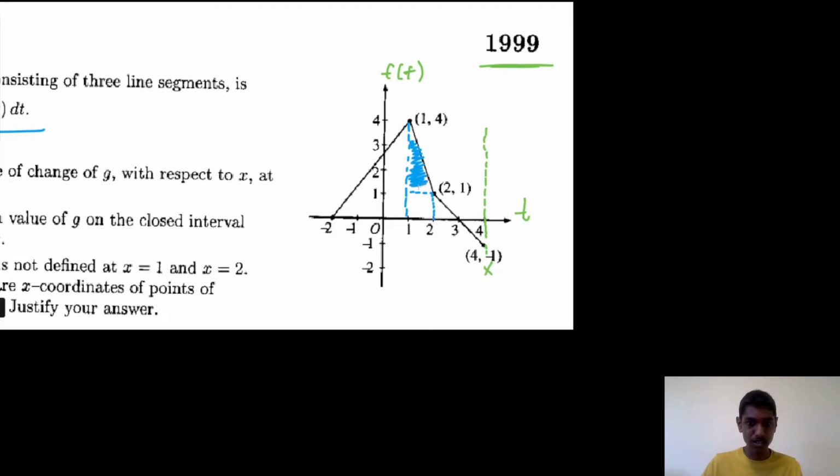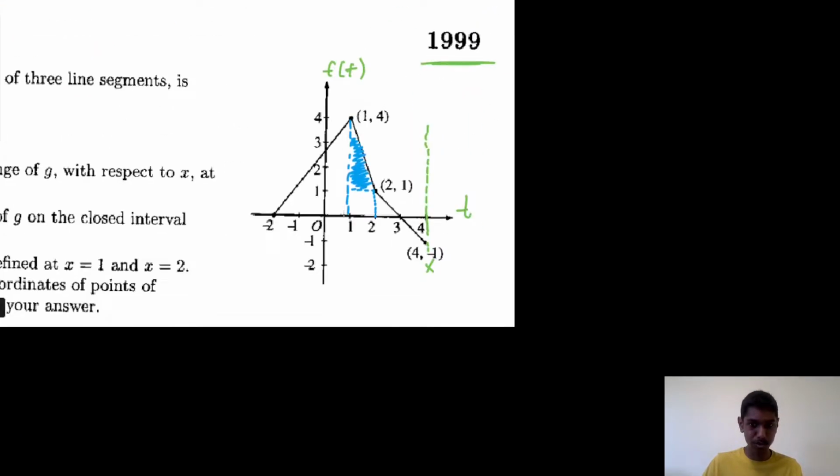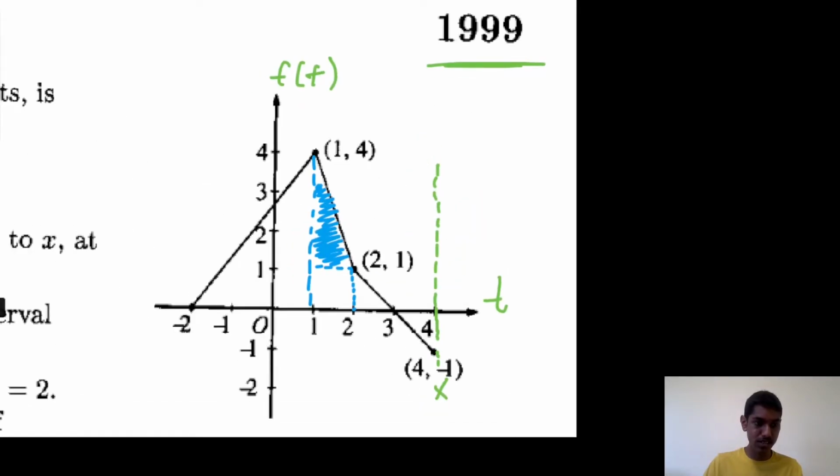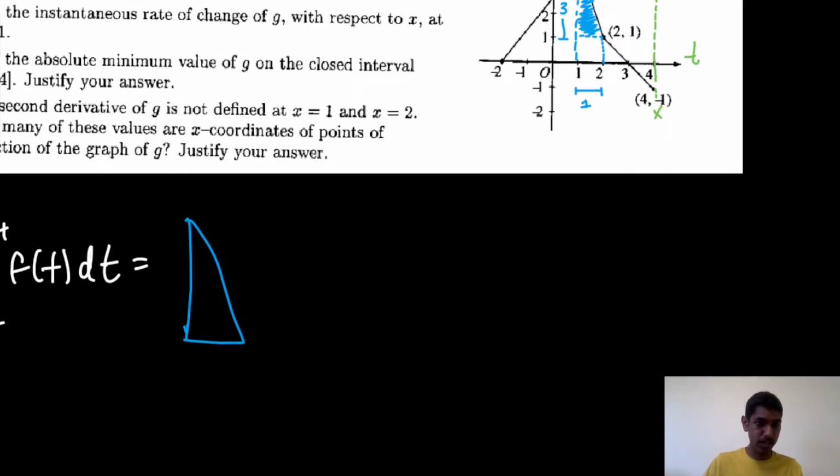So this right here, that area is this triangle right here. I'll represent it. And what are the dimensions of this triangle? Well, from the graph, you can see it's 3, right? From 1 to 4, that's 3 units. And then that will be 1. So we've got a 3 by 1 triangle.